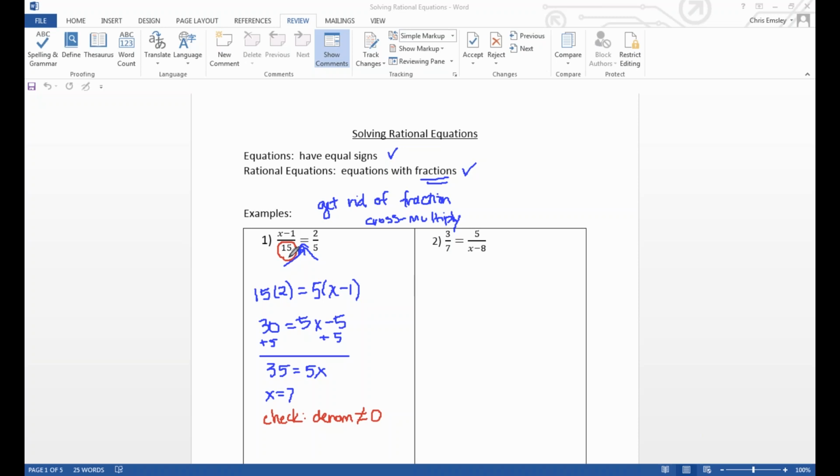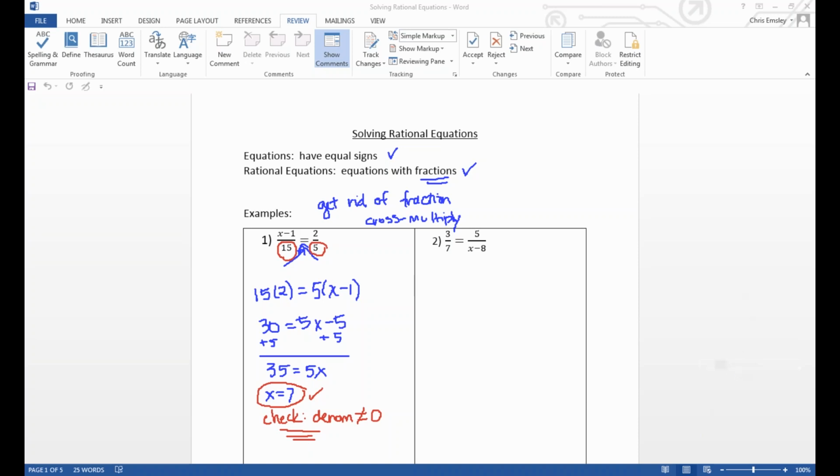Well, this denominator is 15. 15 is never equal to 0, so that's okay. Same thing over here, the denominator is a constant, 5 is never equal to 0. So in this case, after a quick check, we can see that this answer is okay. We could do a more formal check where we plug 7 in for x and make sure we end up with the same value on each side of the equation, but the most important thing is to check for the denominator being 0.